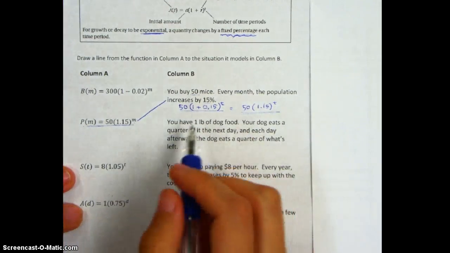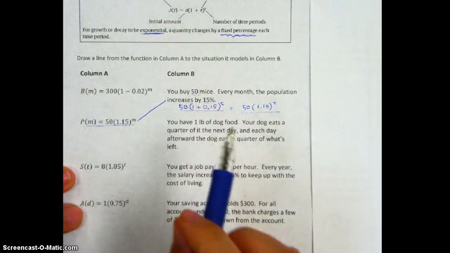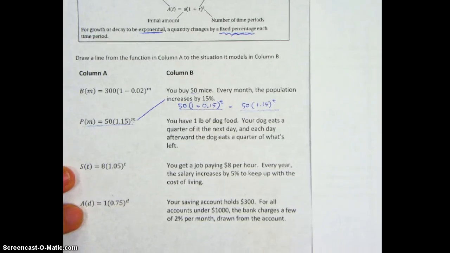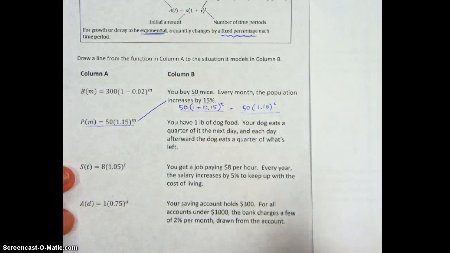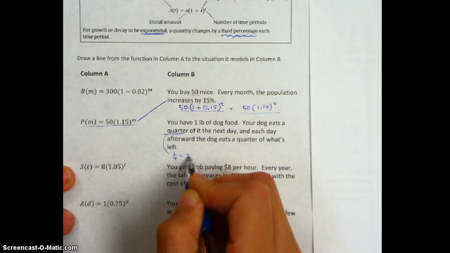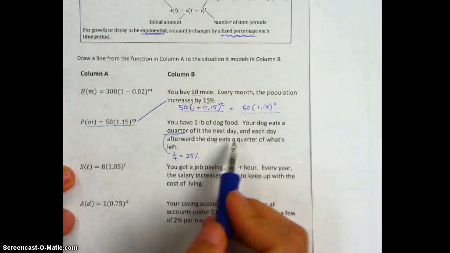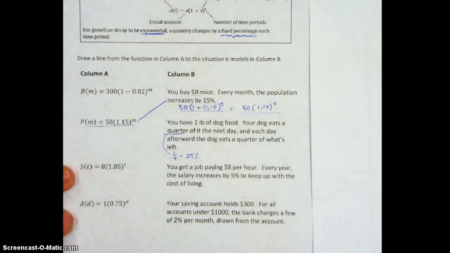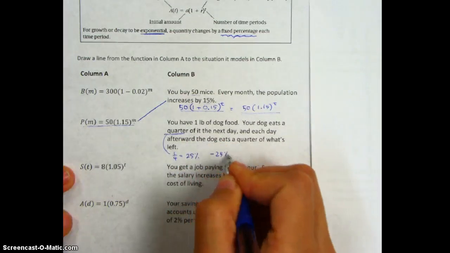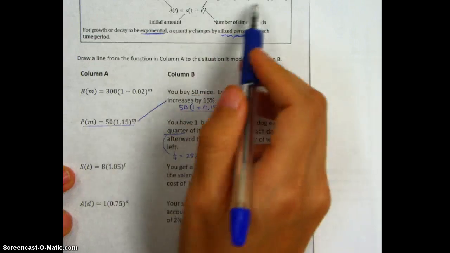If you look at the second example, you have 1 pound of dog food. Your dog eats a quarter of it the next day, and each day afterward, the dog eats a quarter of what's left. That's a little bit odd, I don't know how that works, but anyway, the dog only eats a quarter of whatever is there. So a quarter is 1 over 4, which is 25%. If the dog eats a quarter of it, whatever remains will be decreased.